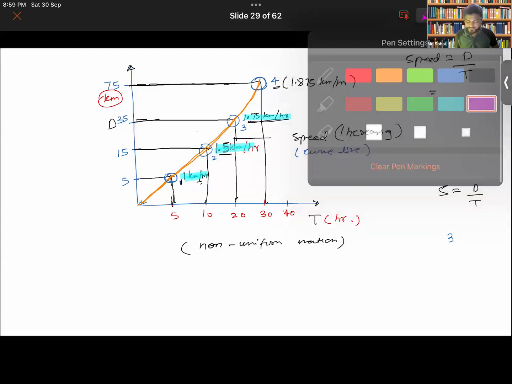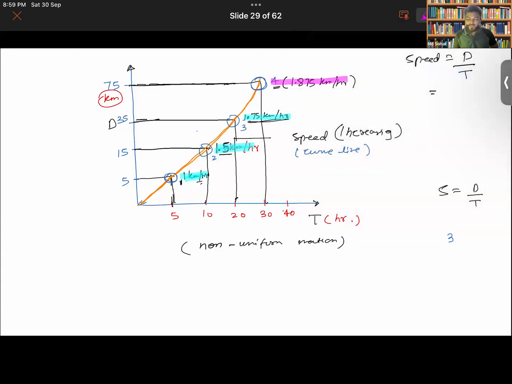Well done, guys. Now you guys tell me, is the speed of the body here increasing or decreasing? And also look at the shape of the slope here. Sir, it's increasing. Obviously, it's increasing, from 1 kilometer to 1.5, then to 1.75, and then to 1.875 kilometer per hour. So whenever you have got this graph, you will obviously say that the speed of the body is increasing, right?